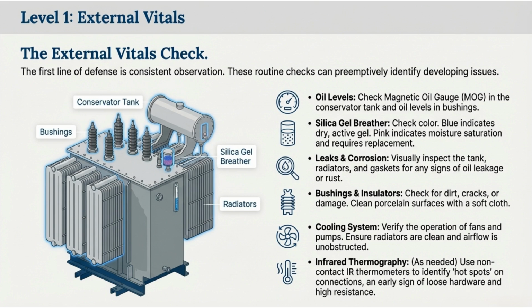Level 1, external vitals, is the initial physical checkup. This includes routine observation of oil levels, the silica gel breather, leaks and corrosion, bushings and insulators, the cooling system, and infrared thermography for hotspots.